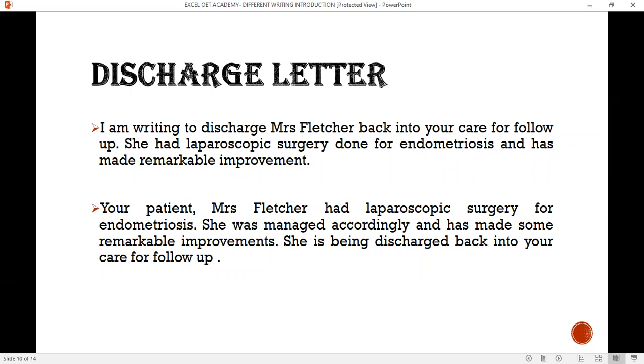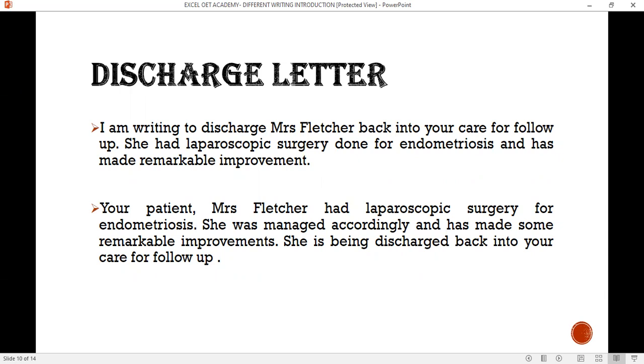Then full stop. She was managed accordingly, and has made some remarkable improvements. But what are we doing with her? We want to discharge her. She is being discharged back into your care for follow-up. Number 1 and 2 is still saying the same thing, not just grammar, not just variation, to be honest.